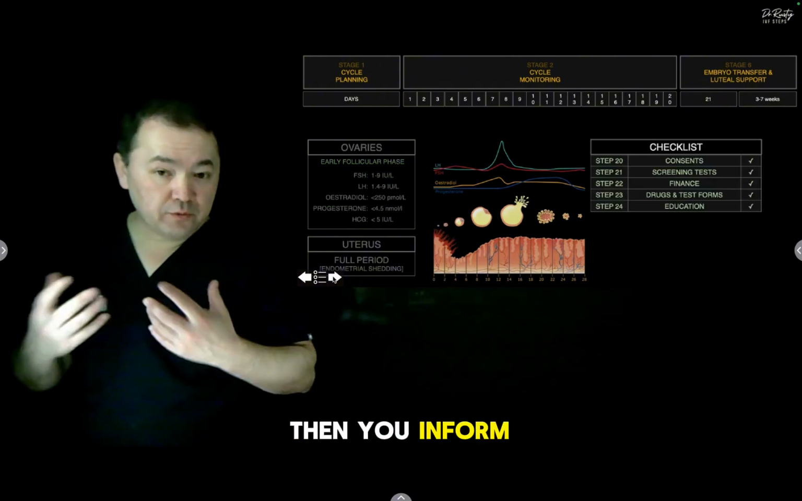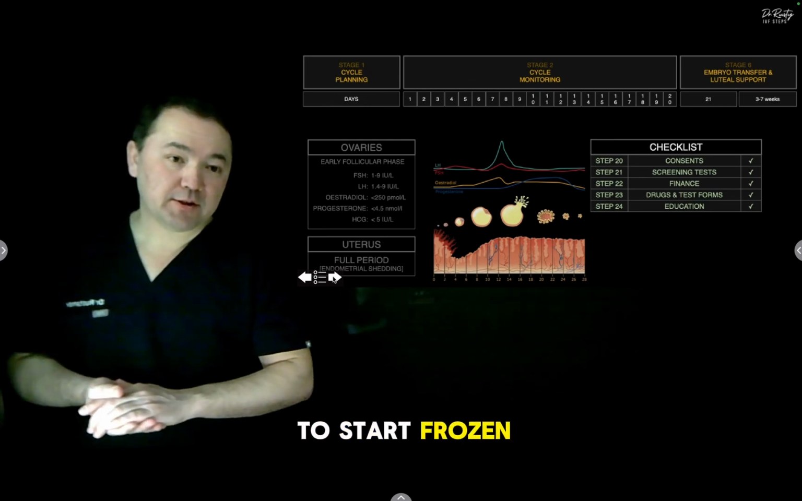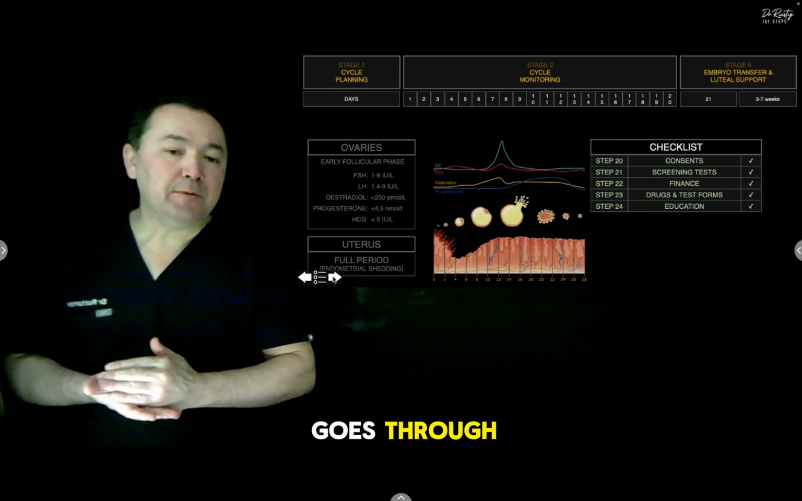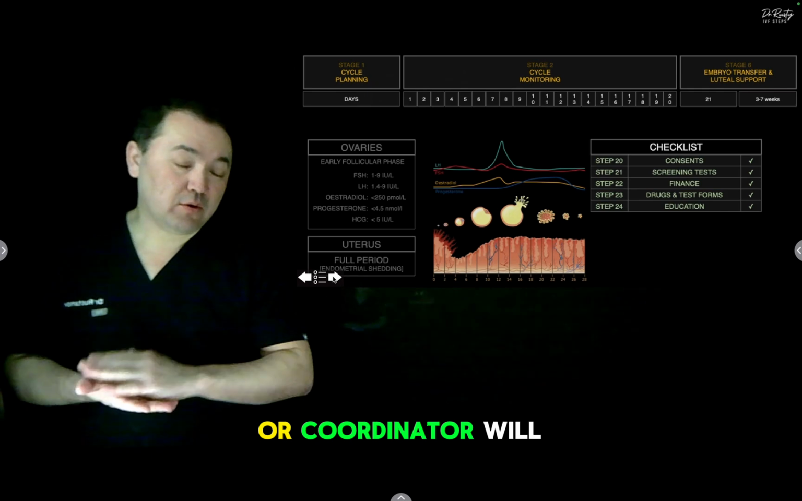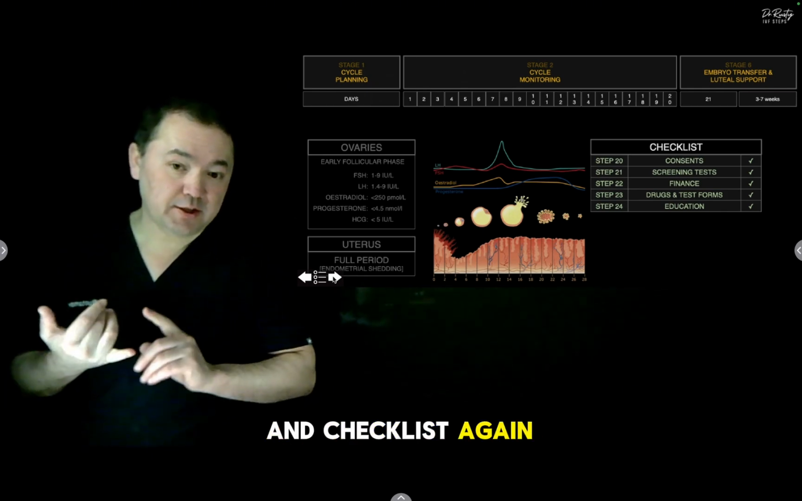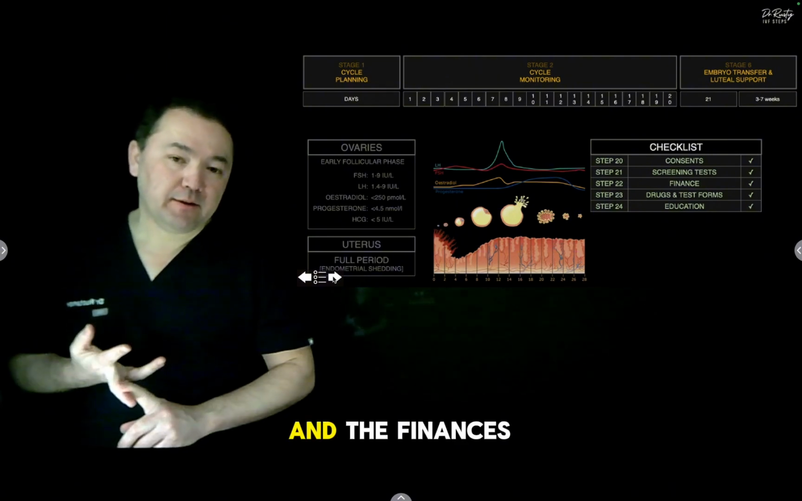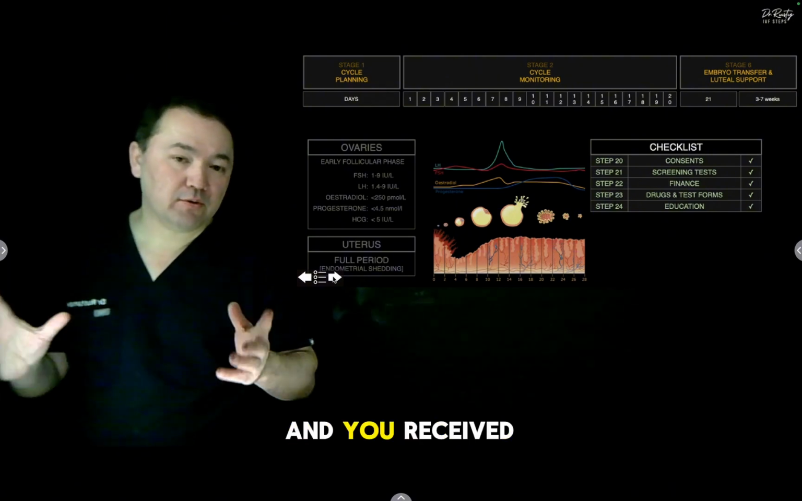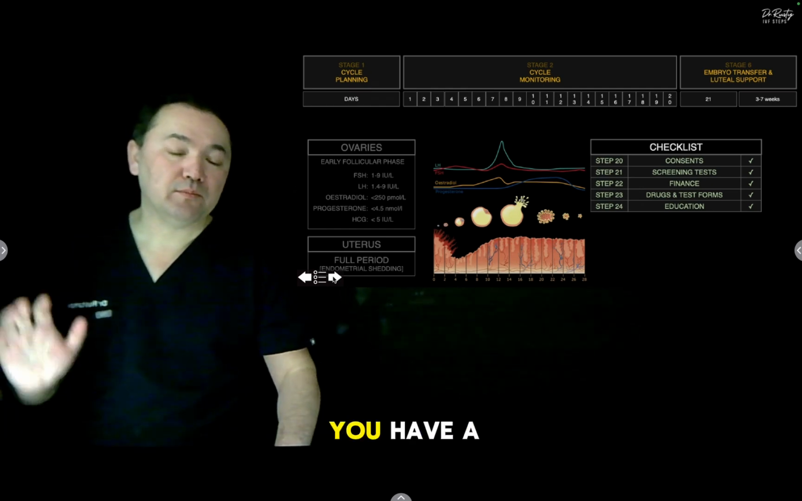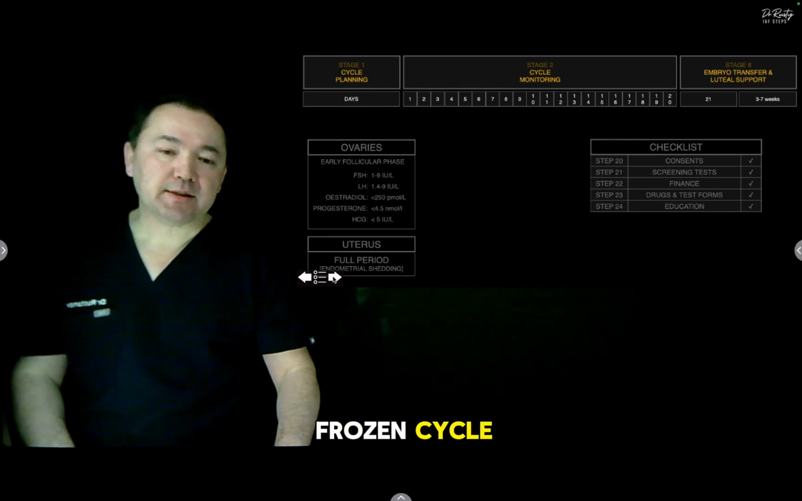Then you inform the clinic that your period started and you're ready to start the frozen cycle, and your clinic goes through, nurses or admin or a coordinator will go through your checklist. In the checklist they again check if your consents are up to date, if your screen tests are up to date, and the finances are sorted, and you received your drugs, and you had full instructions for the frozen cycle.